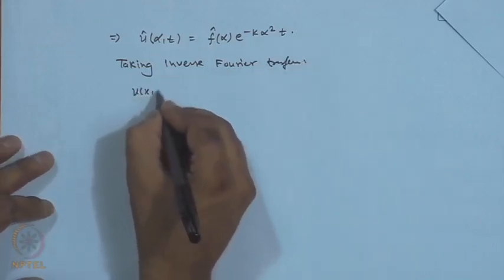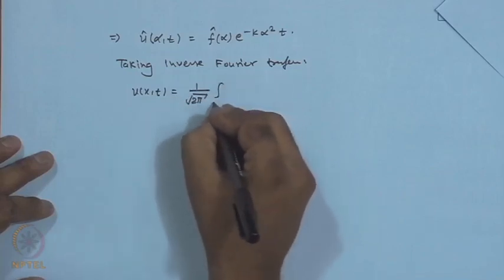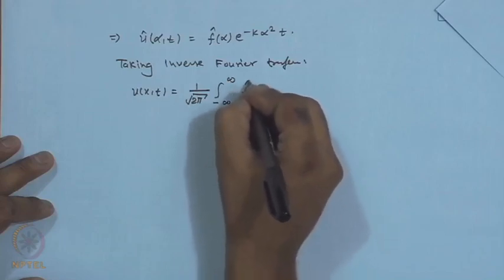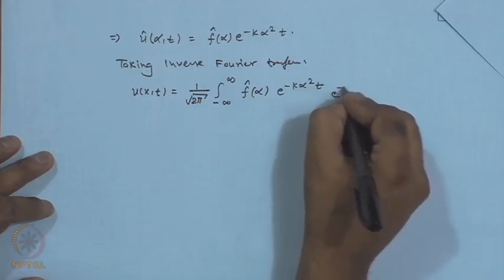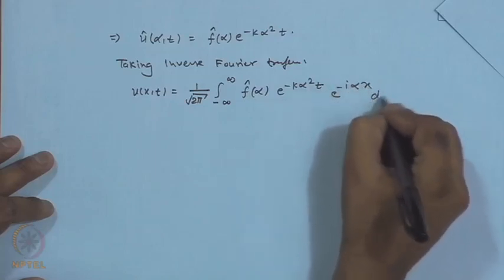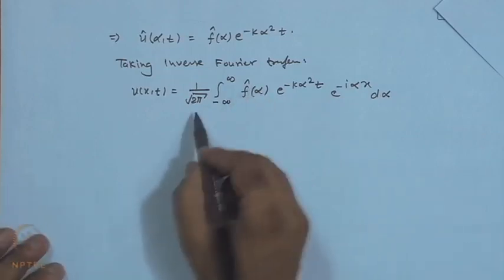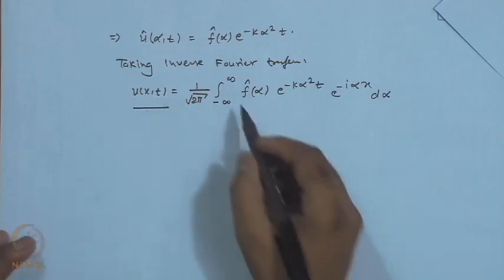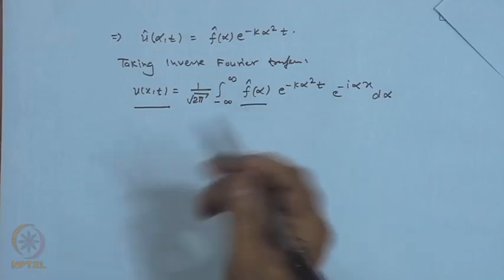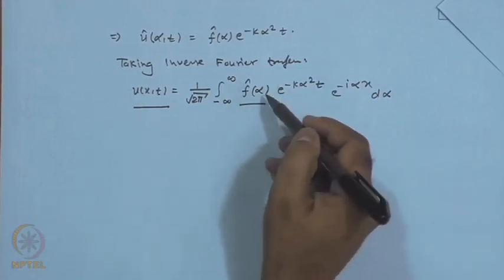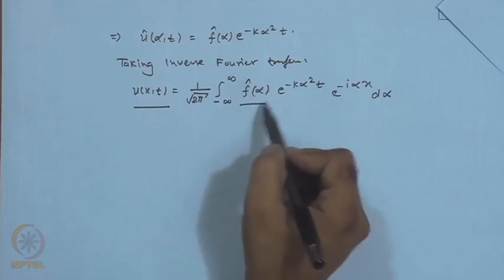What we get for u(x,t), if we directly apply the definition of the inverse, is f hat(alpha) e^(-k alpha^2 t) e^(-i alpha x) d alpha. Now you note that in this solution, if we leave it here, it is not a closed form at all, because in this integral we are using the Fourier transform of f, the initial condition. So, it is better to have a solution which does not have this Fourier transform.